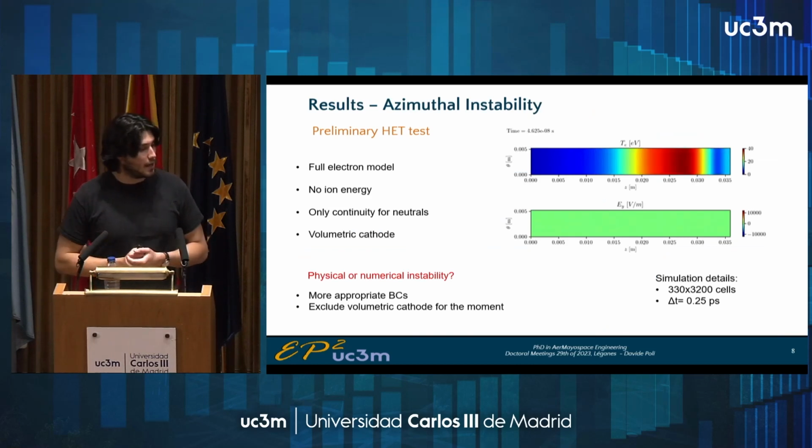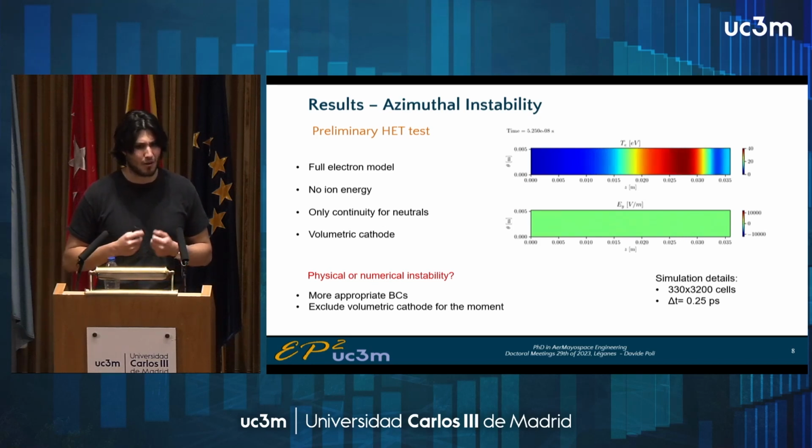So this is a first preliminary test on a Hall thruster simulation. In this case, I'm using a full electron model, while for ions, I'm not considering the energy equation, and for neutrals, I'm only considering continuity. Starting with a volumetric cathode probably wasn't the best idea. That's because the boundary conditions are somewhat more complicated and all the numerics is more unstable.